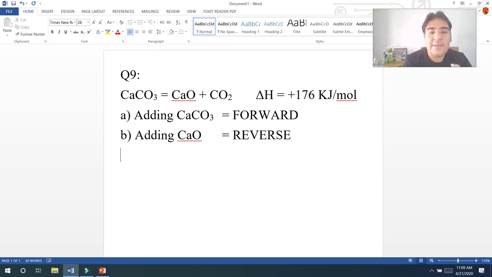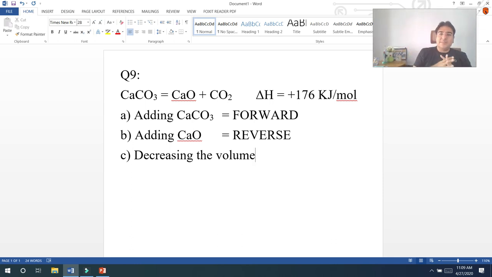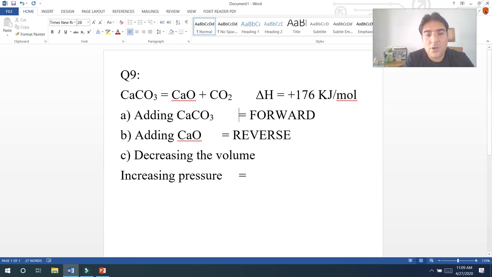C was decreasing the volume of the container. This was also asked by many students. What do you mean by decreasing the volume? Actually, decreasing volume means increasing pressure. Did you guess that? Yes, a decrease in volume technically means increasing pressure, because all the products and reactants are present in the same container. So if you decrease the volume of the container, you're increasing the pressure. So when you increase the pressure, what happens? The reaction goes towards fewer moles, lesser volumes. You can see here, the products have two moles, one mole of CaO and one mole of CO2. So two moles on the right side, one mole on the left side.